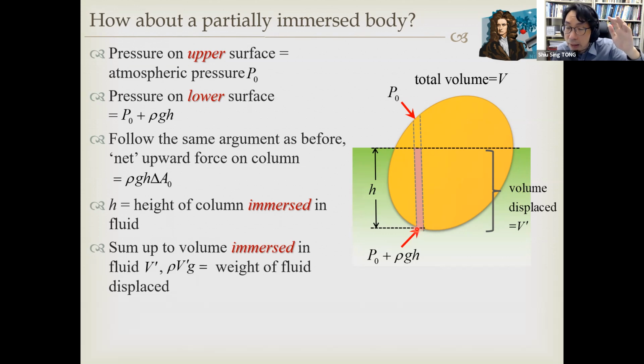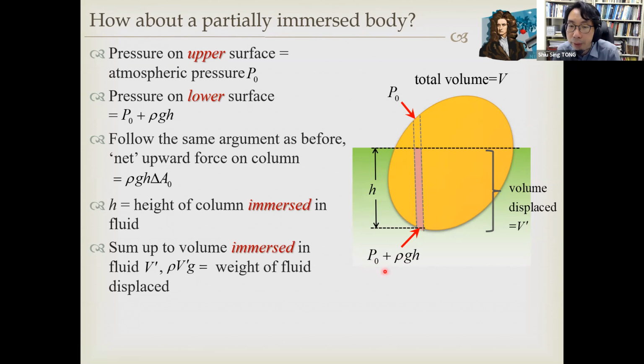The pressure at the base of the column is the atmospheric pressure plus the hydrostatic pressure. The hydrostatic pressure is rho GH. H is not the total height of the column, but the height of the part that is immersed in water, and that is this height. Is that right? Because it's only the depth of water that can produce the pressure. So I count only the depth of water. And this is exactly the height of the liquid column that is immersed in water.